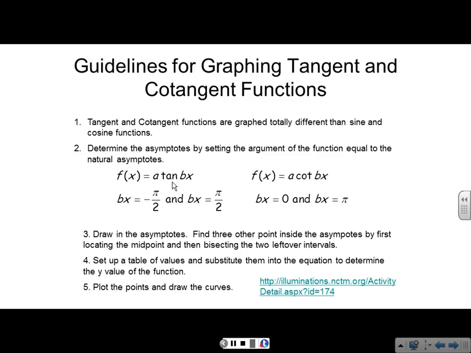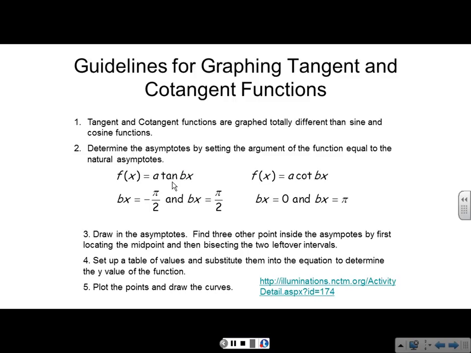Alright, so to get to our next increment, we're going to take our period of pi over 3 and multiply by 1/4, and we will get pi over 12. So we're going to take this negative pi over 6 and add pi over 12 to it. Again, use your calculator: negative 1/6 plus 1/12 is going to give you negative pi over 12.